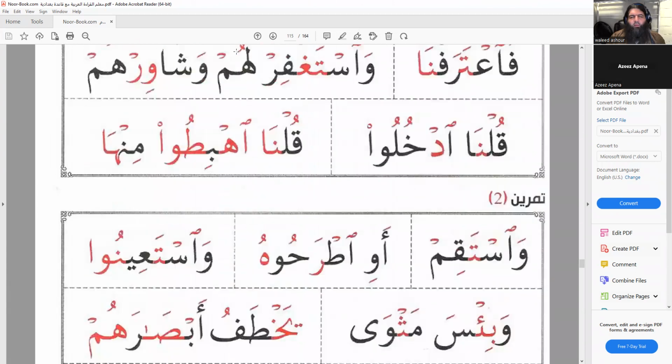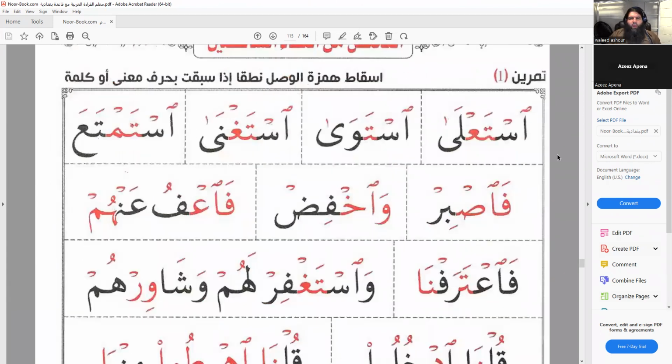And all of these are just showing us that the hamzatul wasl will be dropped or ignored if it is preceded by any letter or any word that we're going to connect it with. Okay. So go ahead and read these ones. They're going to start out with ones that you pronounce, and then they're going to go into ones where you don't pronounce it. Start from the beginning.